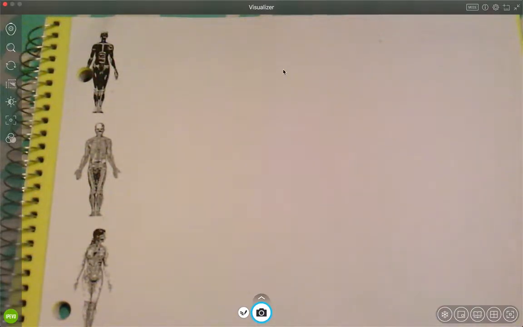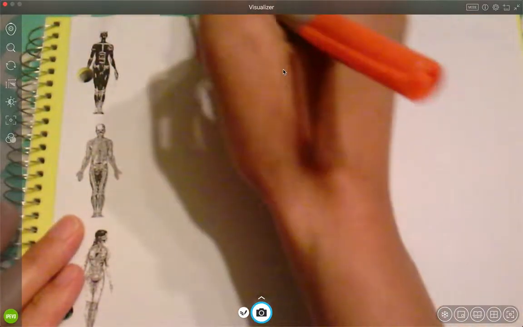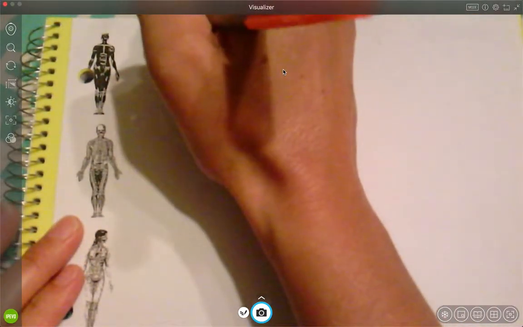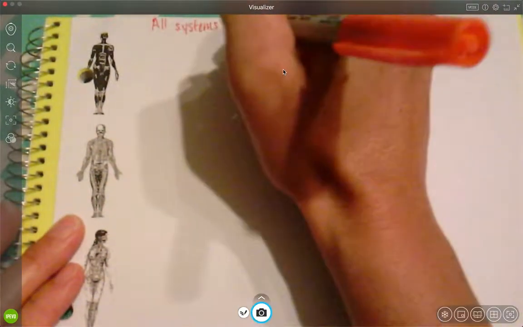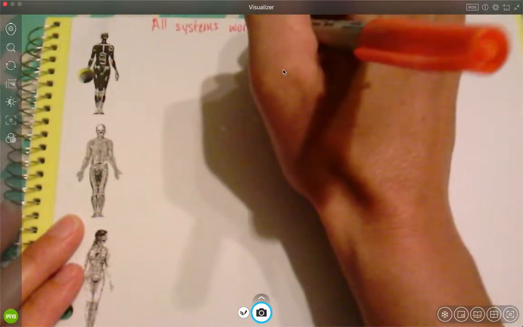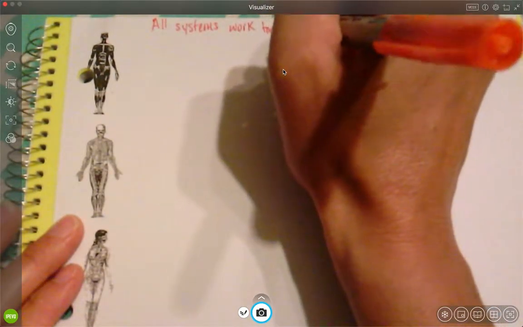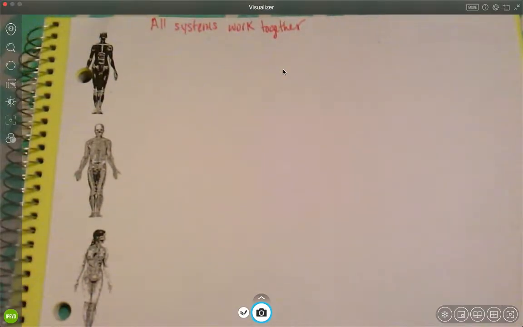All right, so we are looking at the systems. So the first system we have is the muscular system. Now, big thing that I need you to remember is we study them individually, but remember that they all work together. So I'm just going to write at the top, all systems work together. I take one away and we're in trouble.